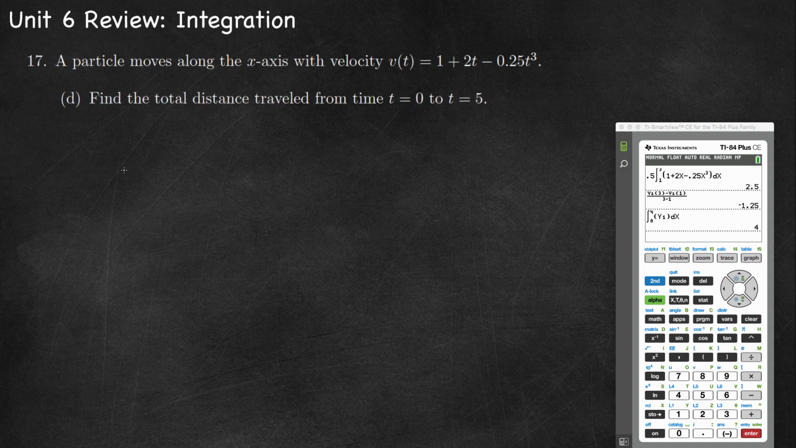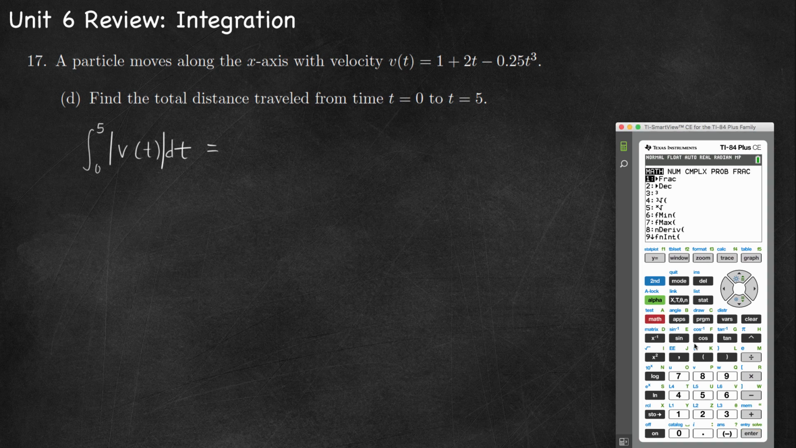Part D, find the total distance traveled from time t equals 0 to t equals 5. Total distance traveled. So if we set up an integral from 0 to 5, and we integrate velocity on that interval, we get the net distance traveled. We just get the change in position or the displacement. If we want total distance, then we have to integrate the absolute value of the velocity.